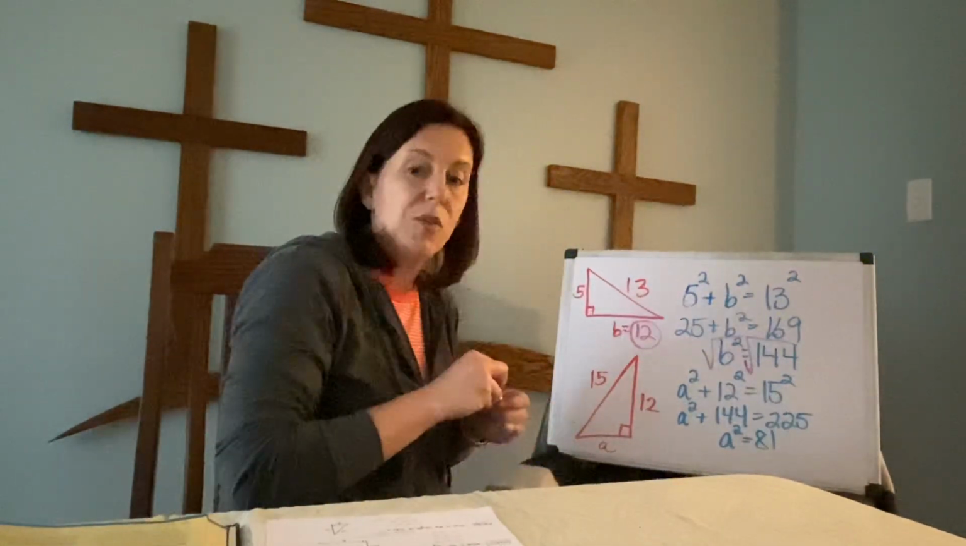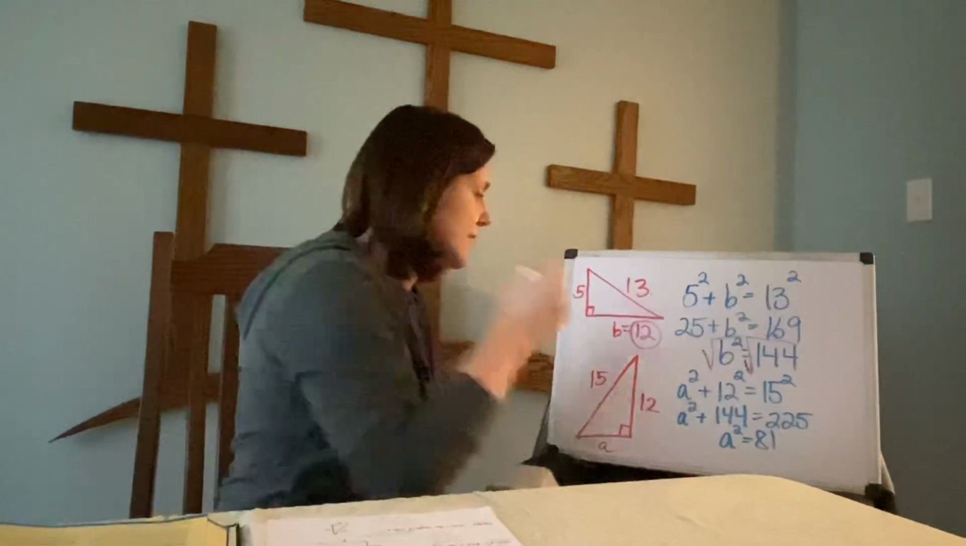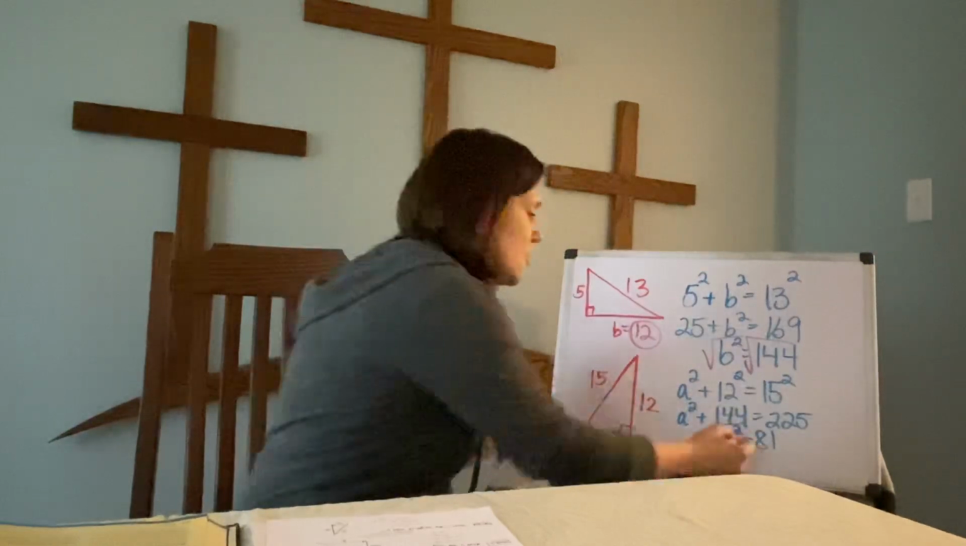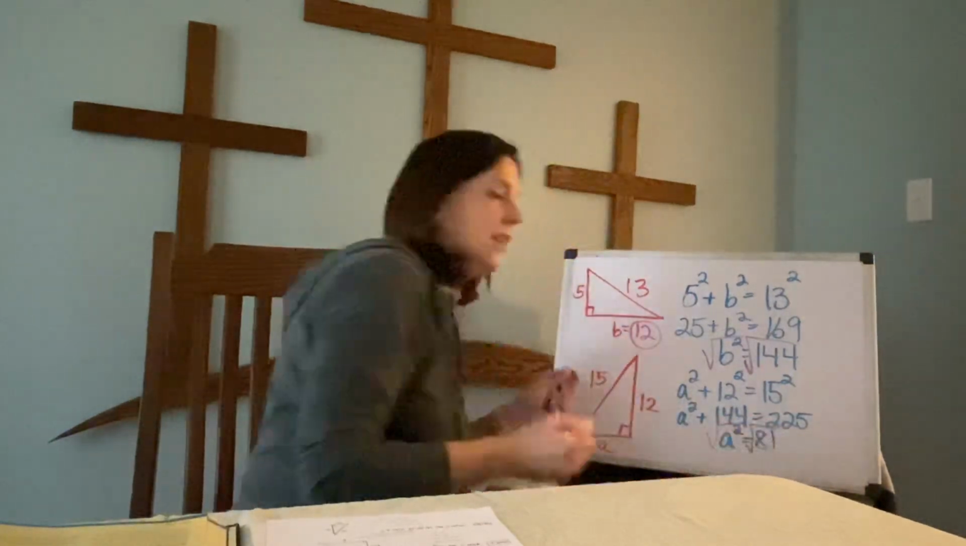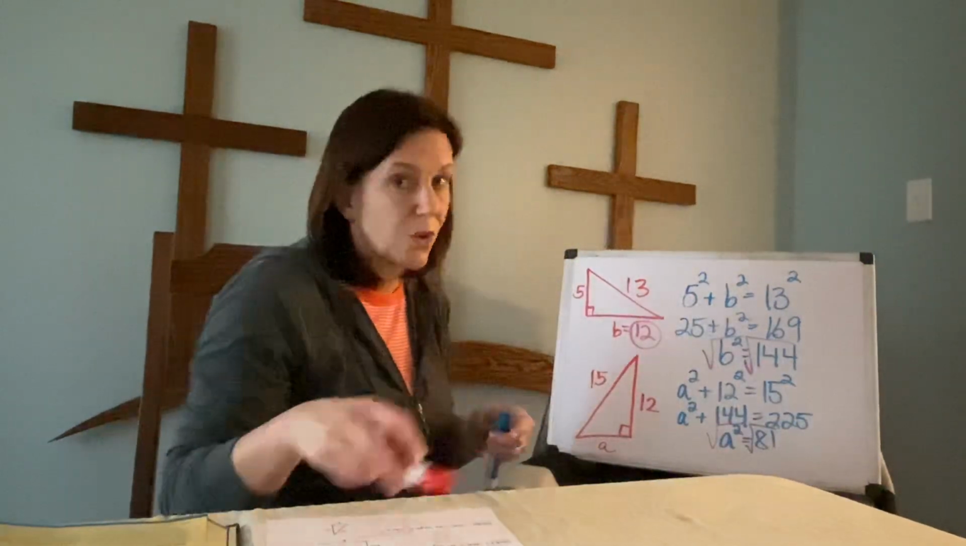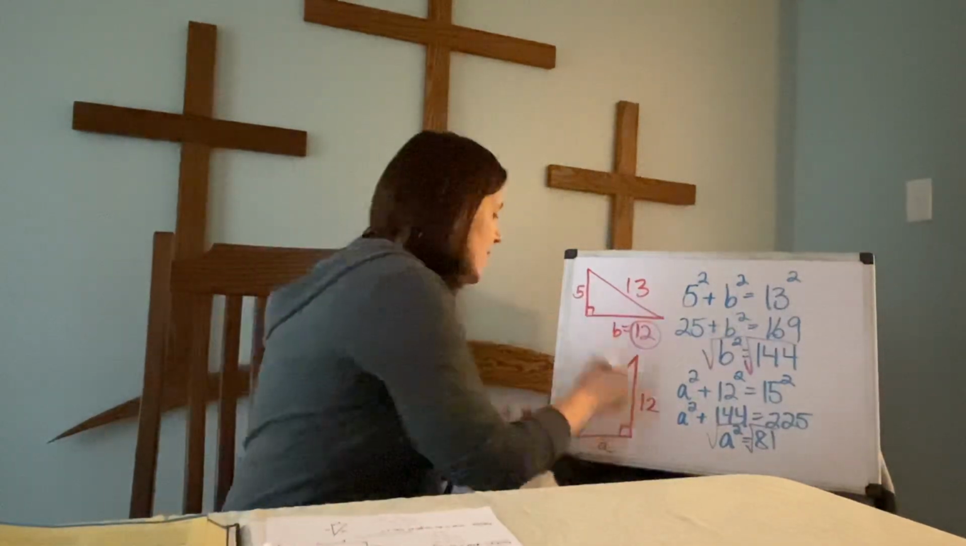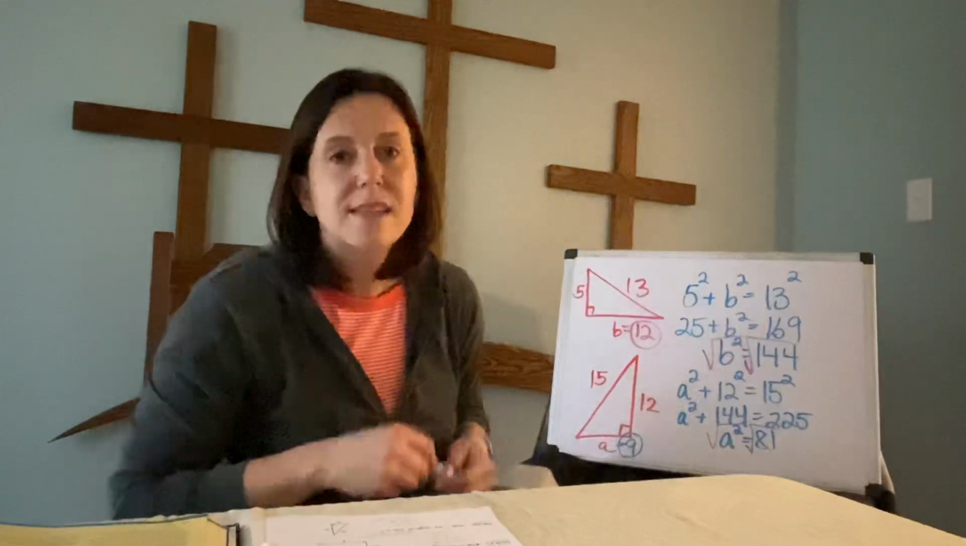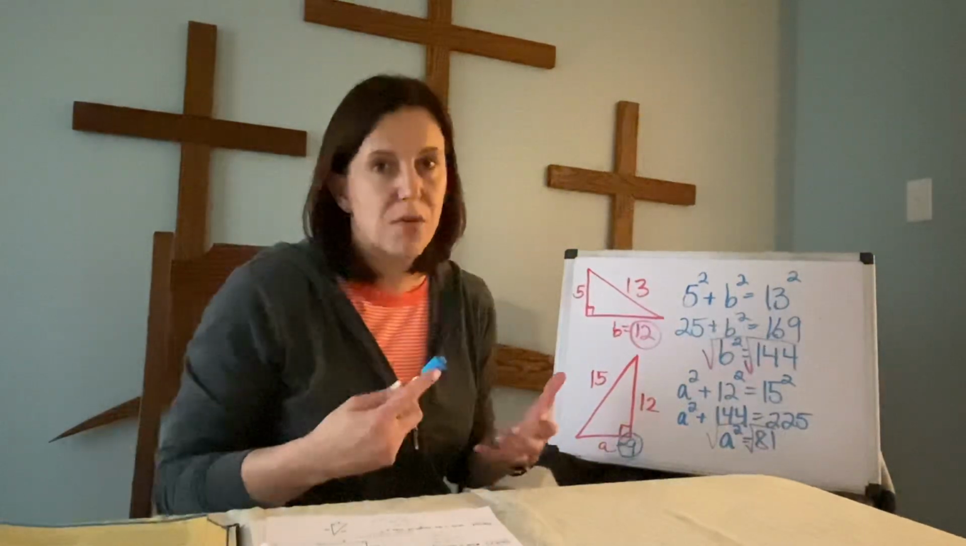If I need to find what a is, I take the square root. If I take the square root of one side, I have to take the square root of the other. And 81 is a perfect square. And so I just found that a equals 9. Again, taking the principal root of the problem.